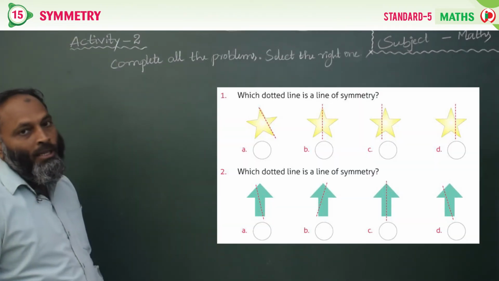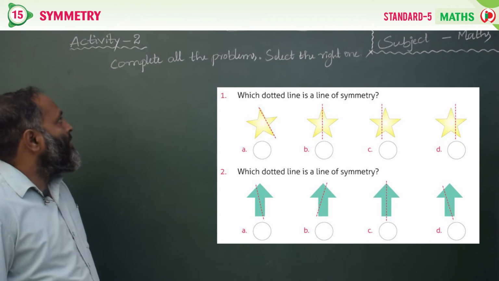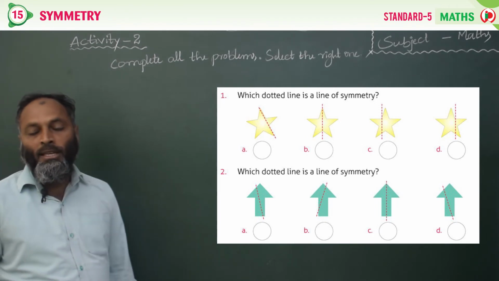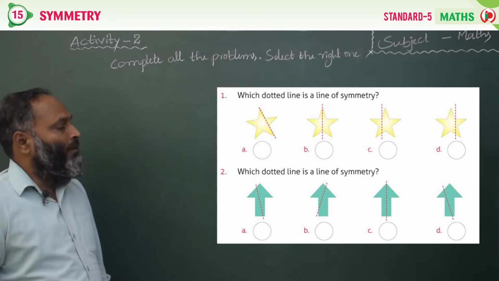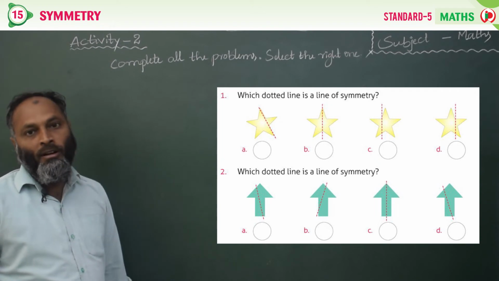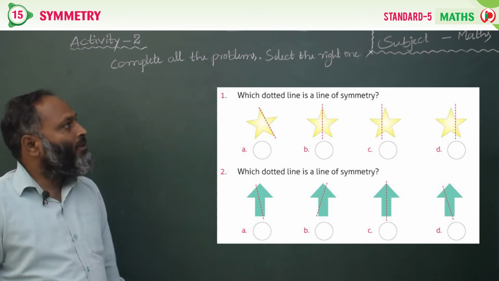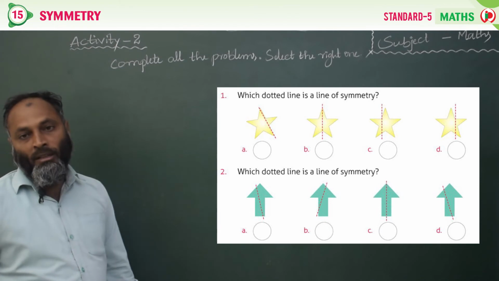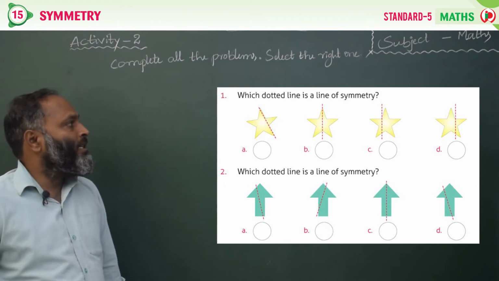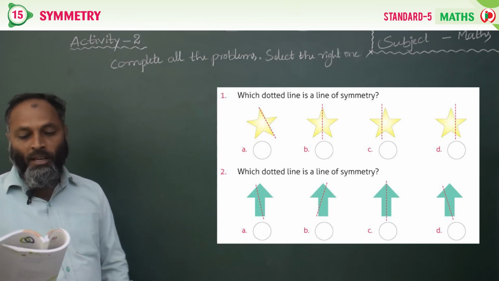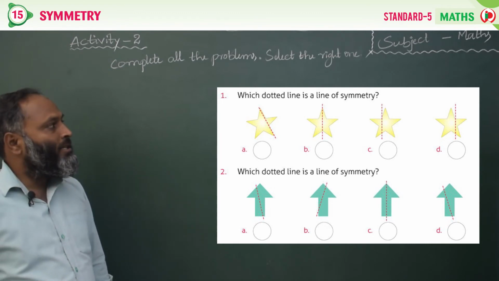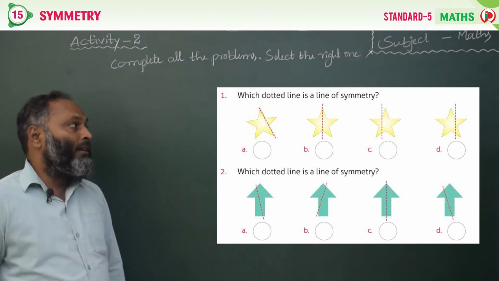Now, students, see the activity. What is given in the activity? Complete all the problems and select the right one. In each and every question 4 options are given, and we should select one option and put a tick mark there. Okay. In the first question, see the picture. What is he asking? Which dotted line is a line of symmetry?